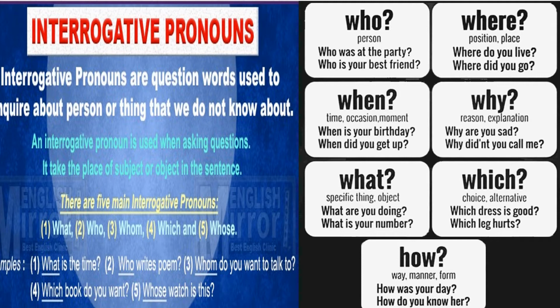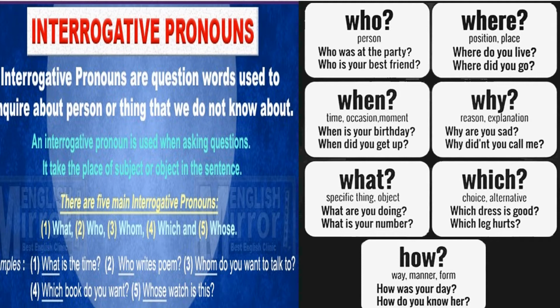It takes the place of subject or object in the sentence. Now, even in interrogative pronoun, there are 5 types. What are they? We use what, who, whom, which, whose. For example, what is the time? Who writes poem? Whom do you want to talk to? Which book do you want? Whose watch is this?